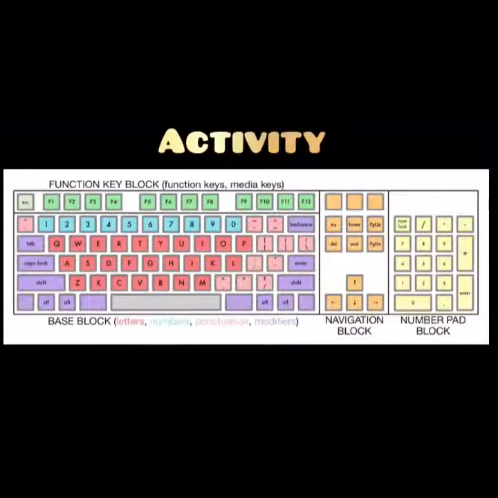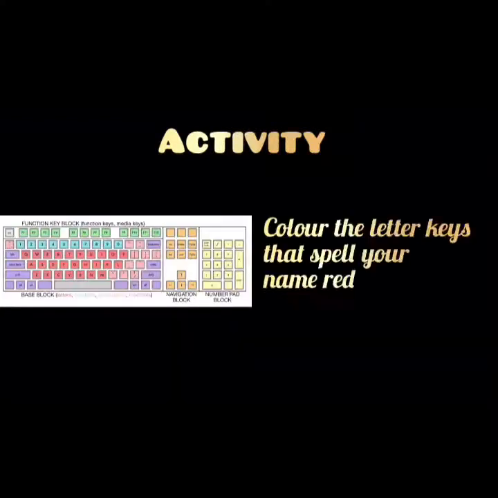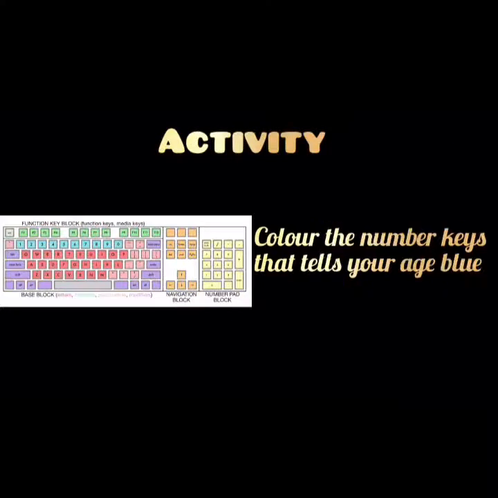Keyboard here. The letter keys are colored in red and number keys are colored in blue. And the first hint is that you have to color the letter keys that spell your name red. You have to first write all the letters in that keyboard, looking at a picture of a keyboard. Then you have to color only the spelling of your name in red.